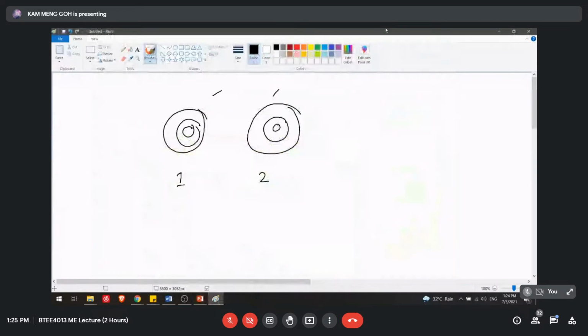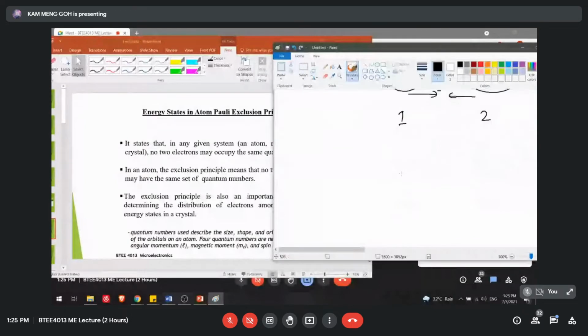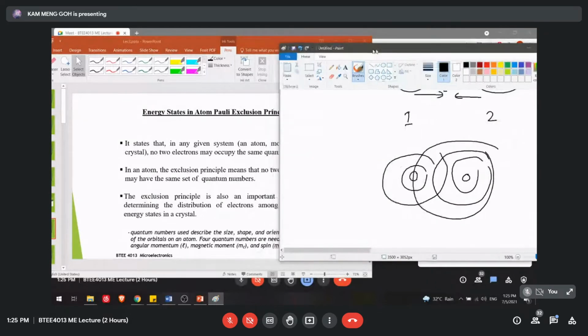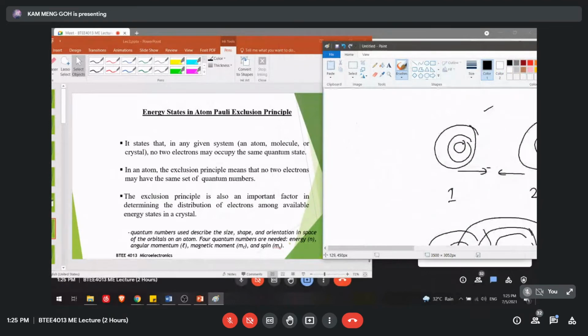Imagine if these two atoms are getting closer and closer together. Then eventually both atoms will intersect with each other. Maybe something like this. So if both atoms intersect together, it means that both of the electrons will intersect together also. But according to the rules that I mentioned just now, all electrons must move differently.